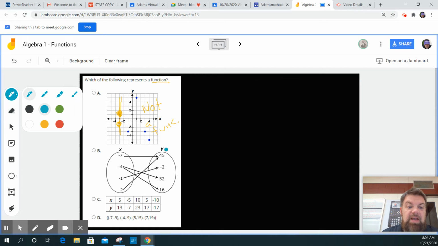When we look at a mapping, we only want to see one arrow leaving the x. Because this one right here has two arrows leaving the x, it's the same as the vertical line test where it would cross twice. It's just a different way to represent it. Because there are two arrows leaving -4 from the domain, we would say that this is not a function.